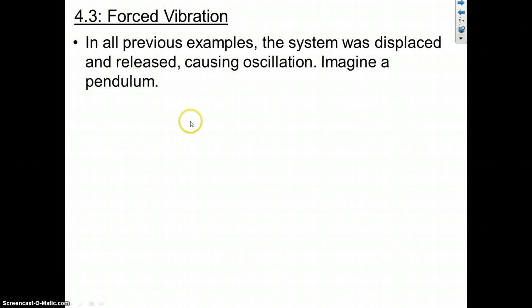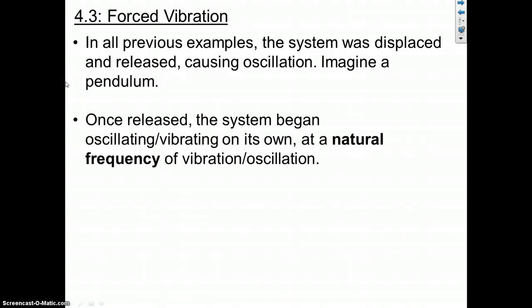Now we're going to look a little at forced vibration, and then we're going to pick this up in class. In all of our previous examples, the system was displaced, and then it was released, producing oscillation. So imagine a pendulum. Once it's released, the system starts oscillating and vibrating on its own. I do nothing to the system once I let go. That means it's oscillating at what we might call a natural frequency of vibration or a natural frequency of oscillation.